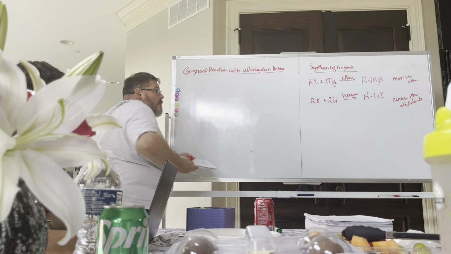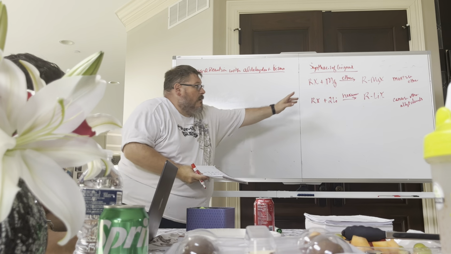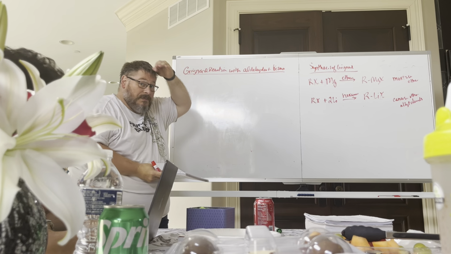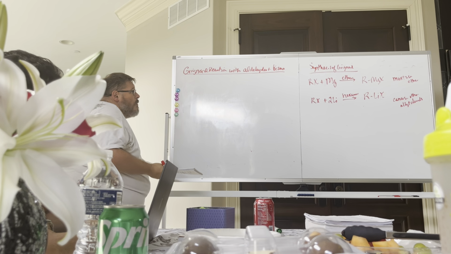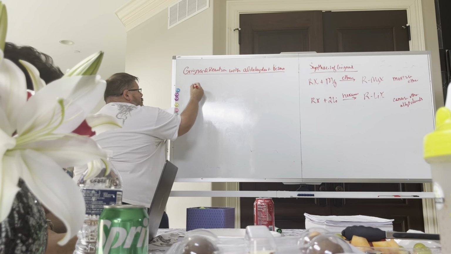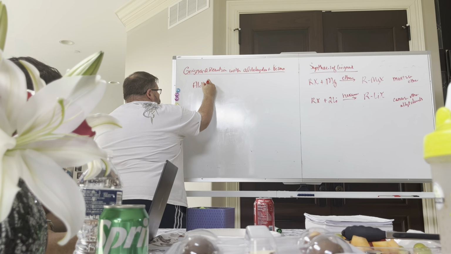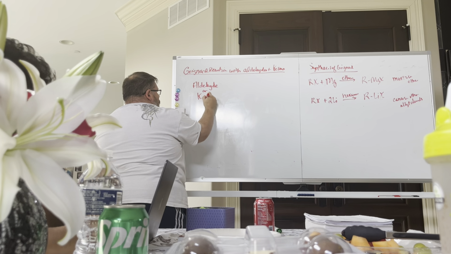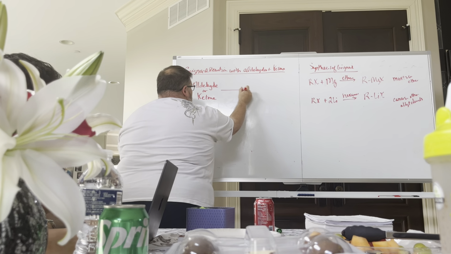Okay, so once you've made these Grignard reagents, the RMgX or RLi, now you can use them. The reactions they can undergo are with aldehydes and ketones. In general, the aldehyde or ketone, putting it in there.